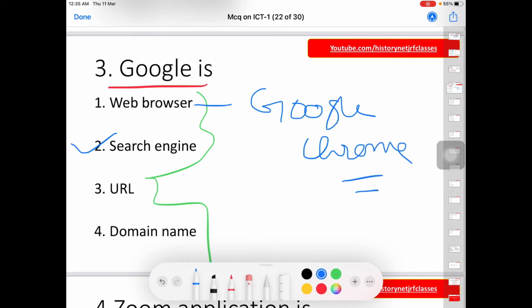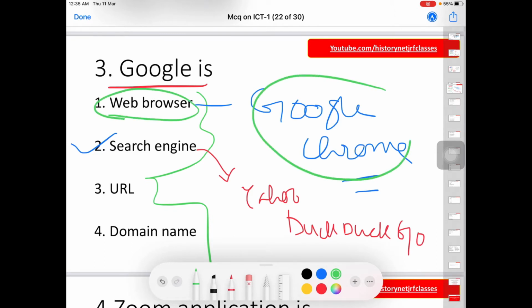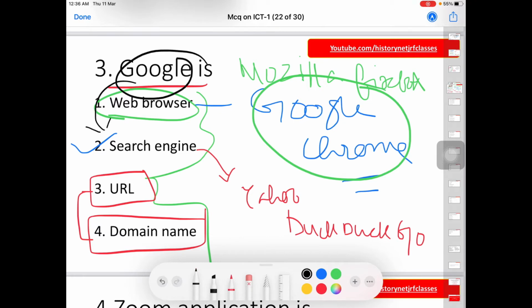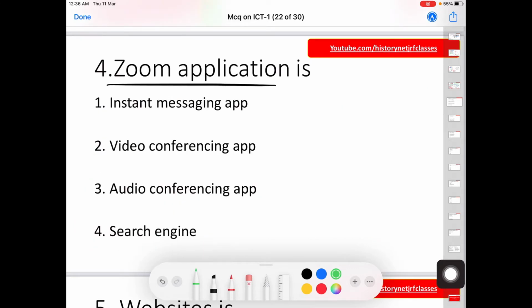Similarly, we have different types of search engines. For example, a search engine can be Yahoo, DuckDuckGo. Similarly, there are lots of web browsers. Google Chrome is one, then you can have Mozilla Firefox. And what is URL? URL is the web address, so I will explain it later. Similarly, there is a domain name, so we will explain that later, but for now just remember that Google is a search engine.